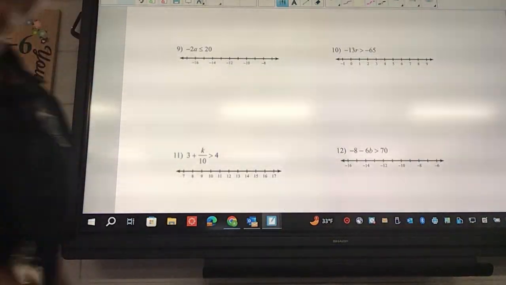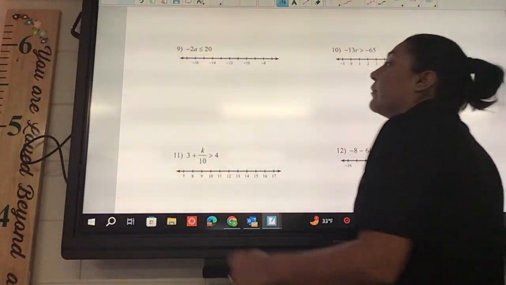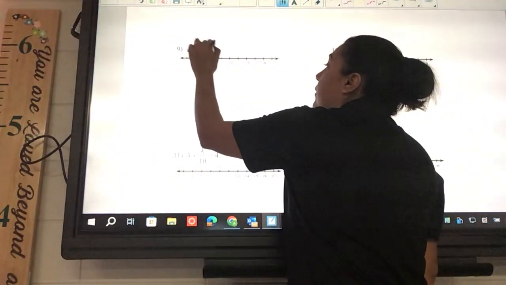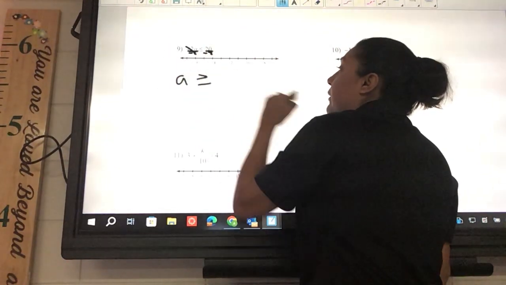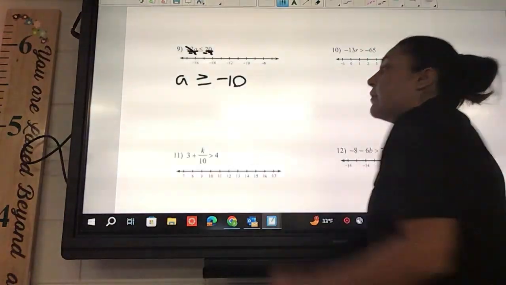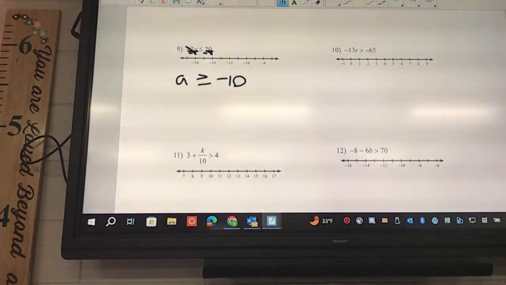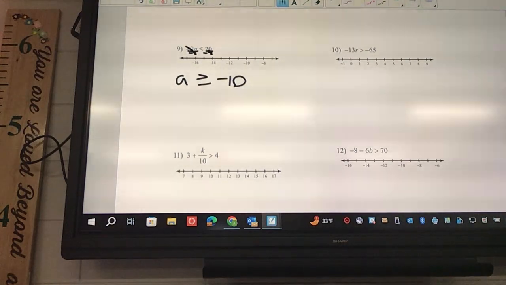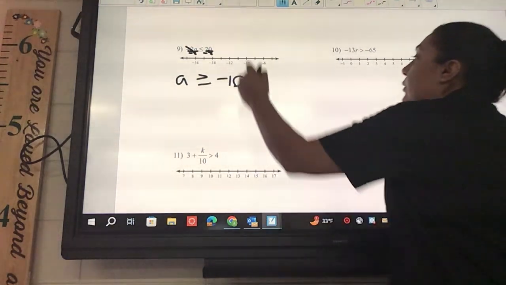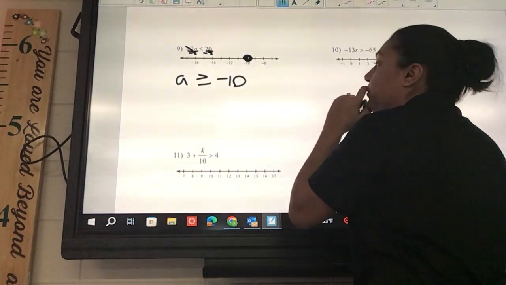Okay, number 9, what needs done? Same thing. Divide by -2. Do we need to flip? Yes. Alright, and that's going to give us a -10. On the -10, is that going to be open or closed? Closed. Going which way? To the right.